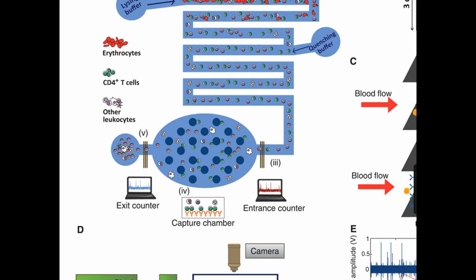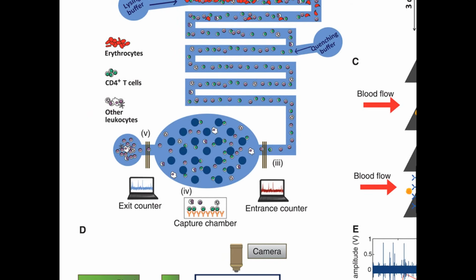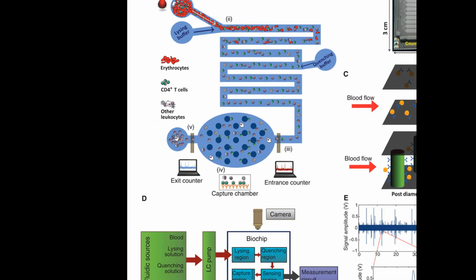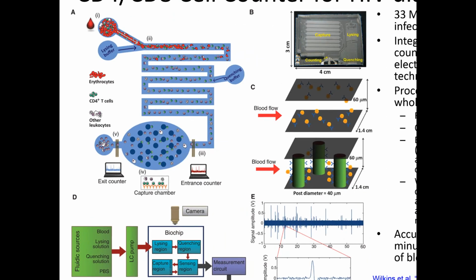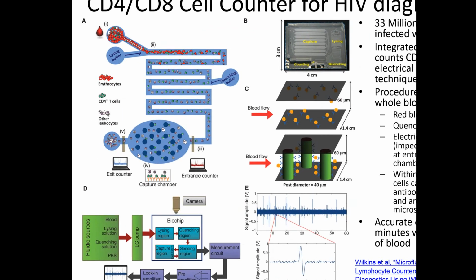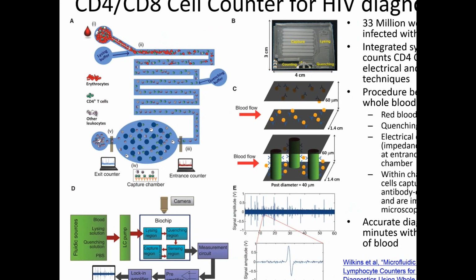Now you have an exit counter here on the left, as I mentioned. So what's going into the chamber is a combination of CD4 cells and leukocytes, so you're going to get a certain count, and what comes out of the chamber is only the leukocytes, so if you subtract the two, you'll get a count of the CD4 cells. Right, so this is an interesting way to get a CD4 count, and you're working literally from whole blood. So this is an integration of multiple functions on the chip.